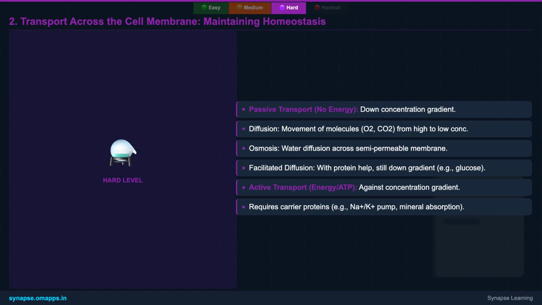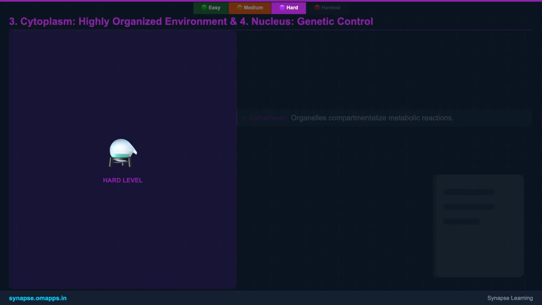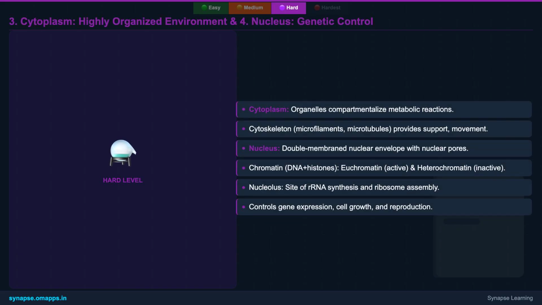Understanding these mechanisms is vital for comprehending how cells maintain their internal environment and interact with the outside world, from absorbing water to regulating ion balance, ensuring cellular survival and function. The cytoplasm is far from a simple fluid, it's a highly organized system of membrane-bound organelles, each acting as a specialized compartment. This compartmentalization is crucial, allowing diverse metabolic reactions to occur simultaneously without interfering with each other.